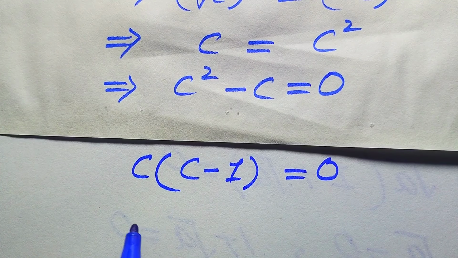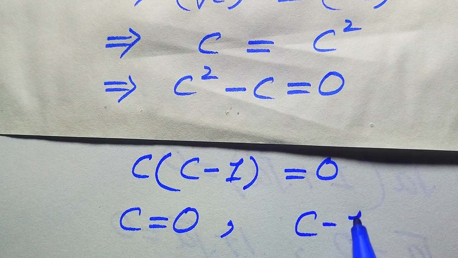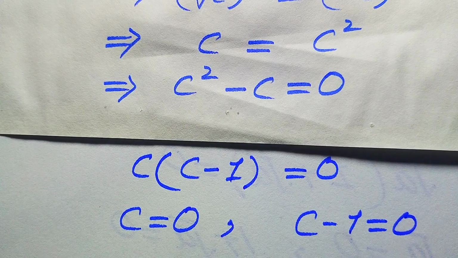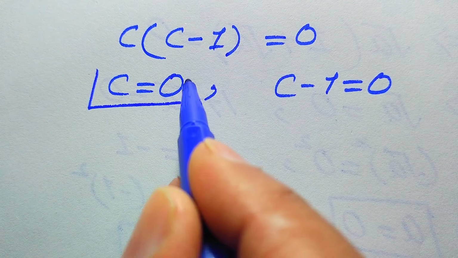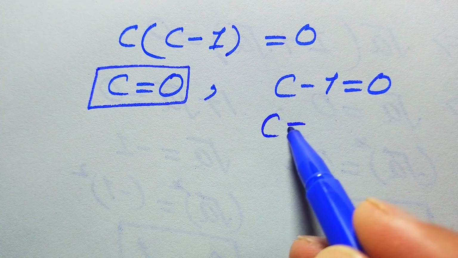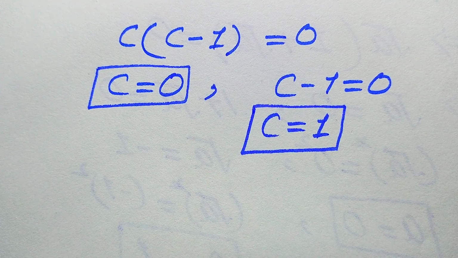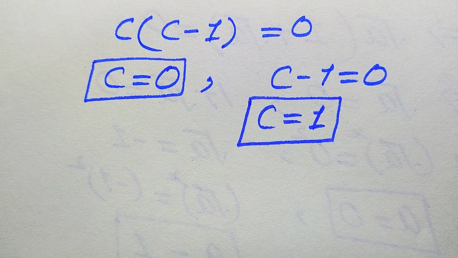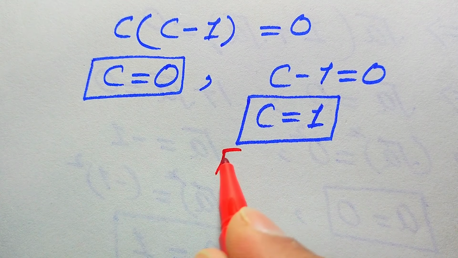Now we divide this equation into two cases. The first case is c equals 0, and the second case is c minus 1 equals 0. This is the first root of the given equation, and from the second case we get the value c equals plus 1, which is the second root of the given equation. So in the second method you again see we get the same roots, but in the first method we already verified that c equals 1 does not satisfy our given question statement.